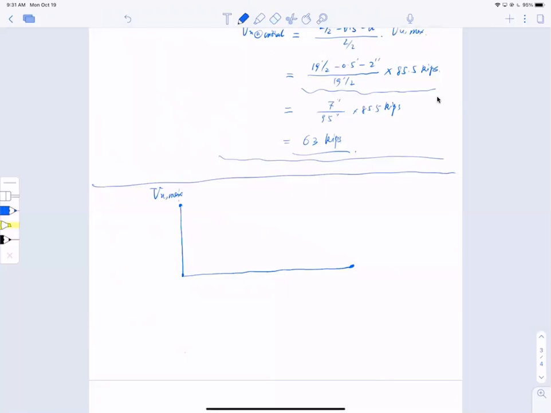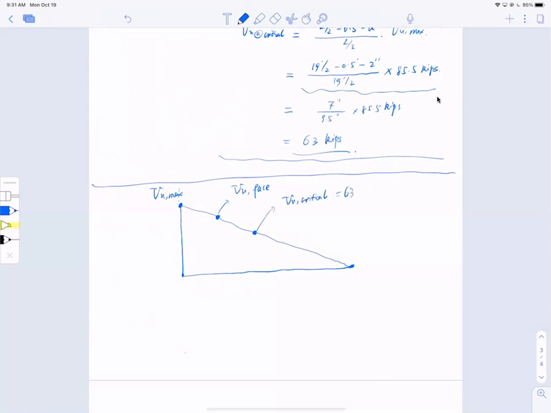Okay, sorry. Let me get this to be bigger. I want to exaggerate a little bit, since these dimensions are not proportional. So this is Vu at face of support, and this is Vu at critical section. Okay, and we have all these numbers now.